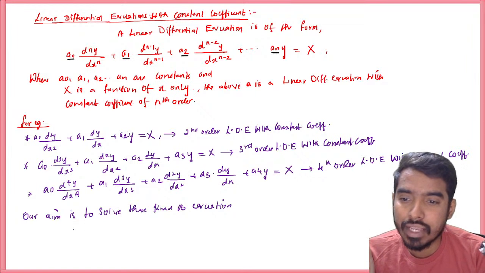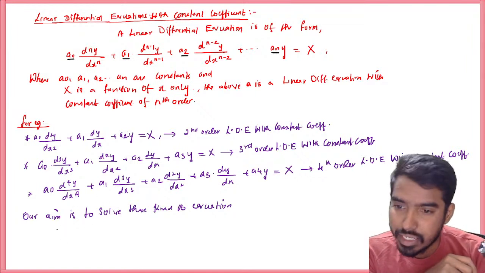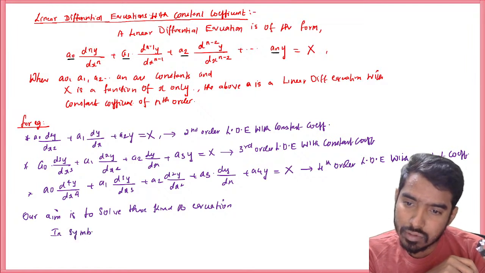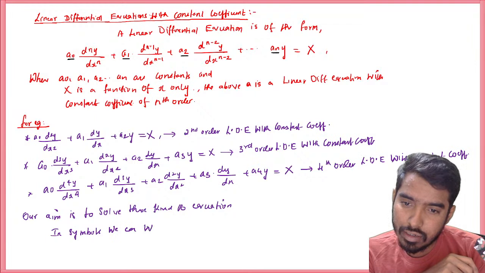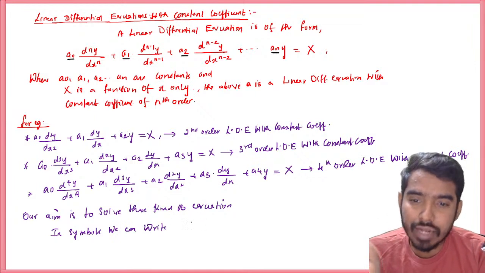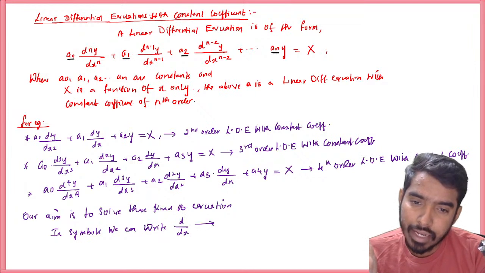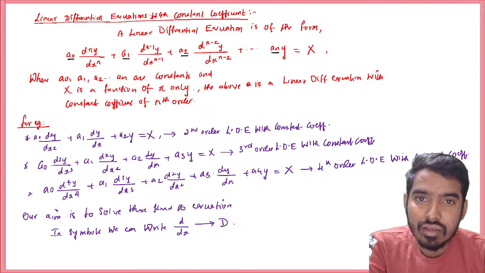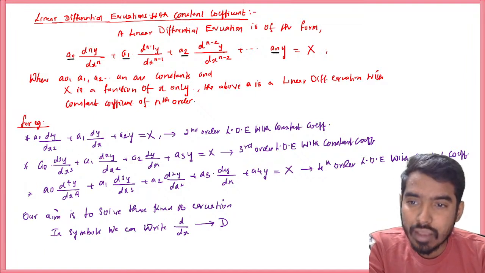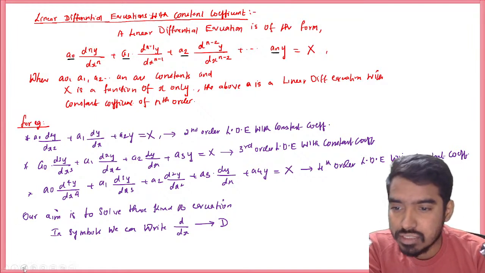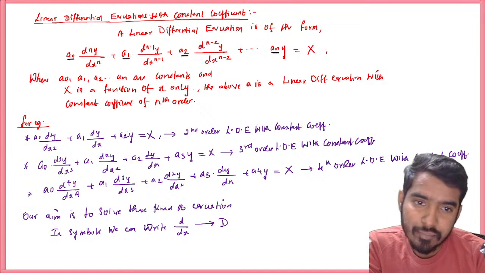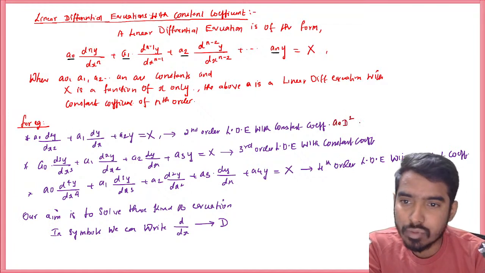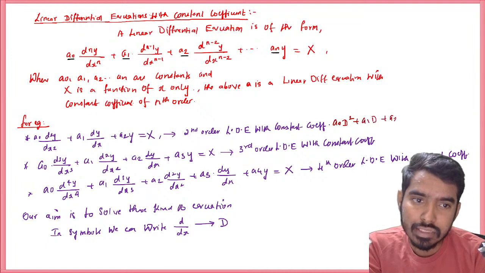So how do we find the solution of these kinds of equations? From an exam point of view, symbolically, instead of writing d by dx, they can also denote d by dx by capital D. Yes or no? So in symbols we write d by dx as capital D. Therefore, this is the same as writing a0 D square plus a1 D plus a2 of y is equal to X.